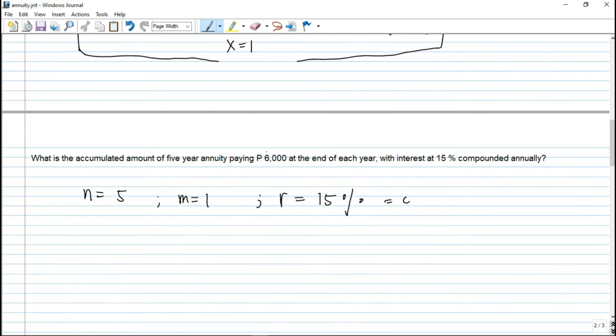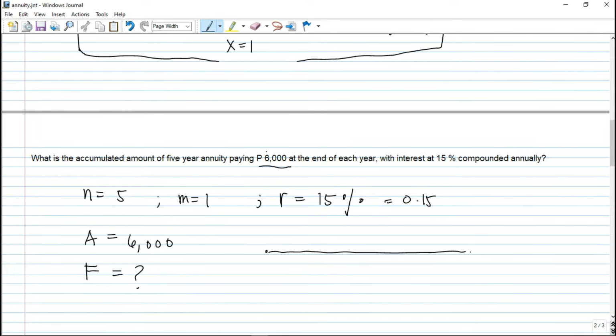Or that is 0.15. Then, our annuity is 6,000. So, therefore, A equals 6,000. Then, we are going to find here the accumulated amount. So, this is your future cost. So, what is the future cost? So, using your cash flow diagram.